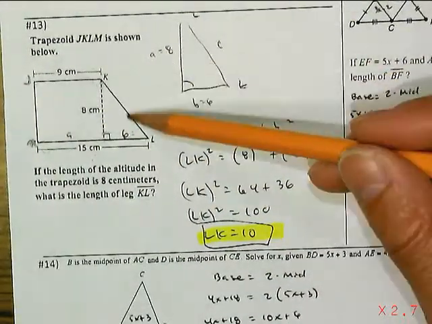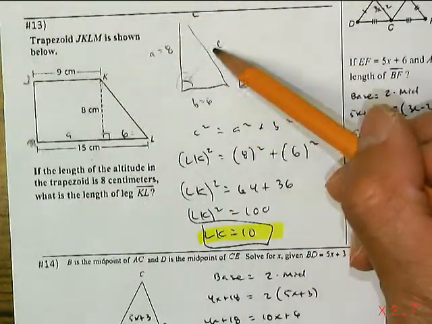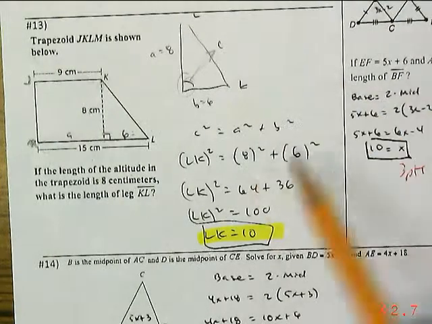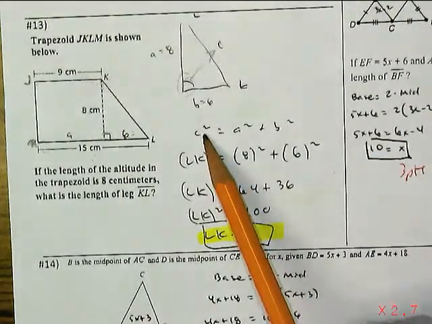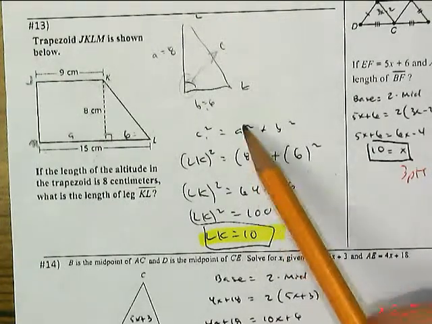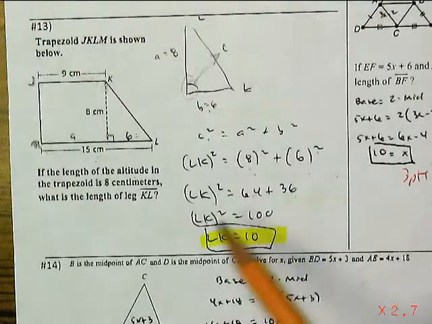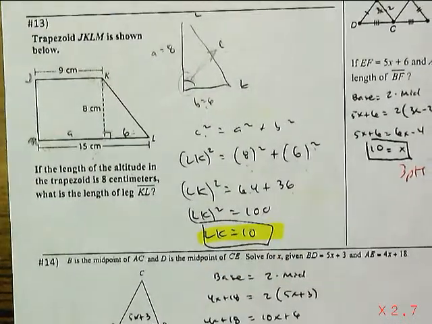You're essentially solving for LK, which is your hypotenuse. We know it's the hypotenuse because it's across from the right angle. That's your C value always in the Pythagorean theorem. Do your substitutions. So I get 8 squared is 64, 6 squared is 36, that gives 100. Take the square root, and that's 10. LK is 10.